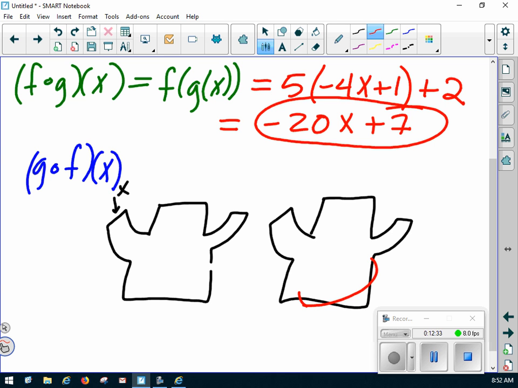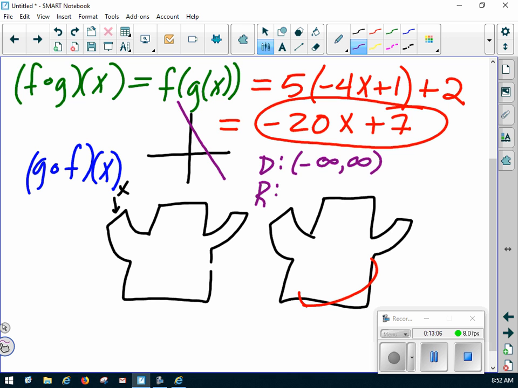Now look, that line, negative 20x plus 7, y-intercept is 7, slope's 20, that sucker's real steep, isn't it? What's the domain for a line? All real numbers. What's the range for a line? All real numbers. So the domain and range of this is all real numbers.